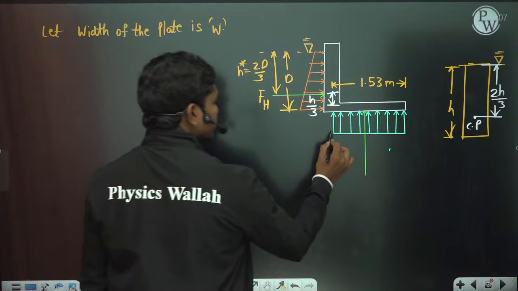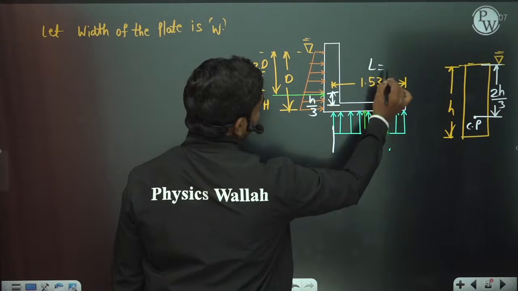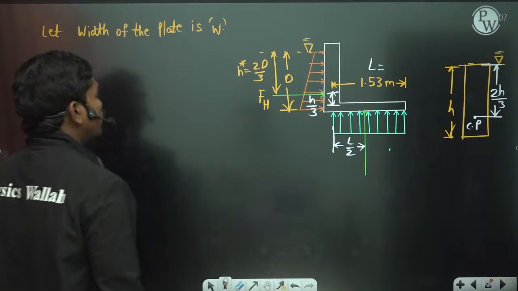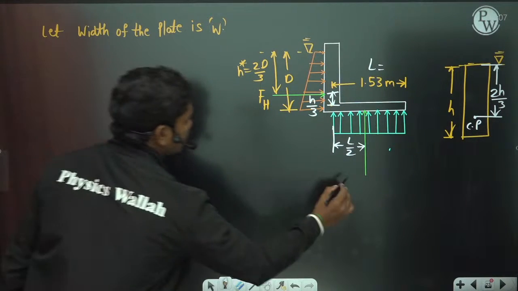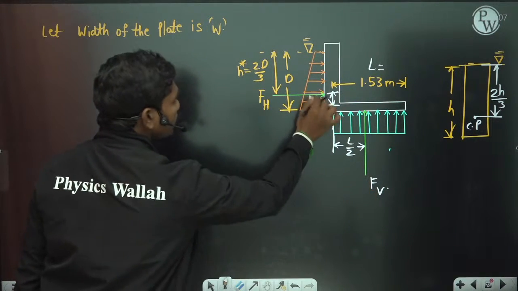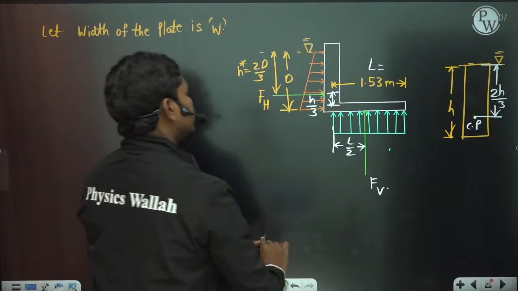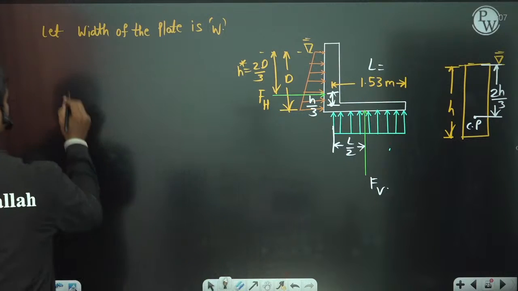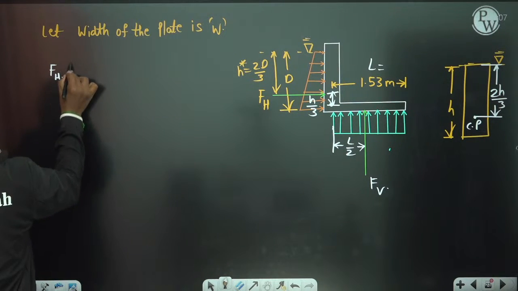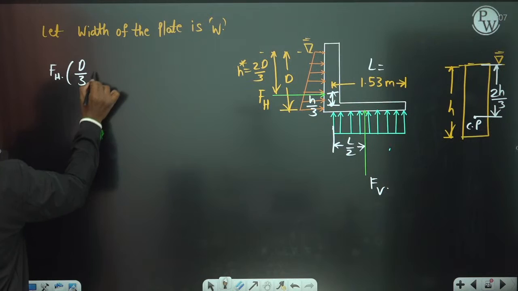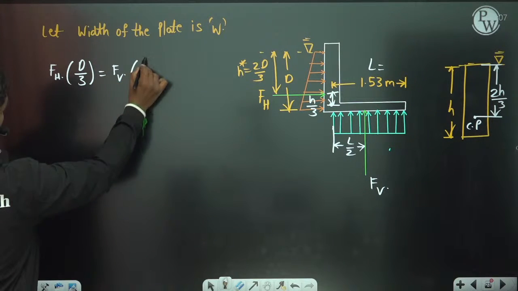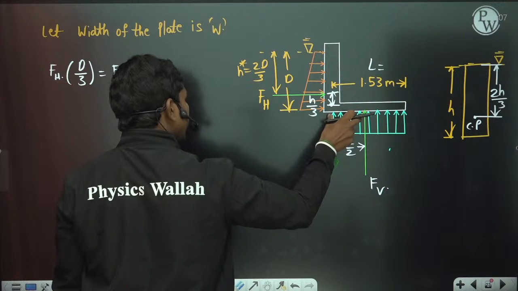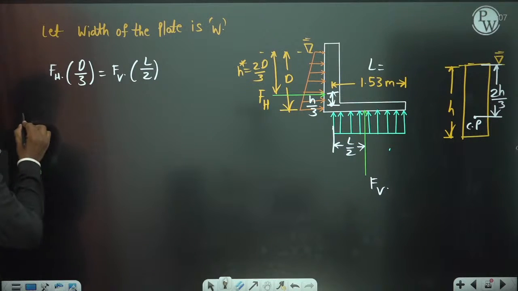Next, about this location, if the total length is L, then this is L by 2. So let us see the total forces acting, Fh and Fv, let us say. Then at equilibrium, what should happen? This moment which is toppling the plate should be counteracted by this Fh moment. So Fh times d by 3 is equal to Fv times L by 2. So what is Fh?